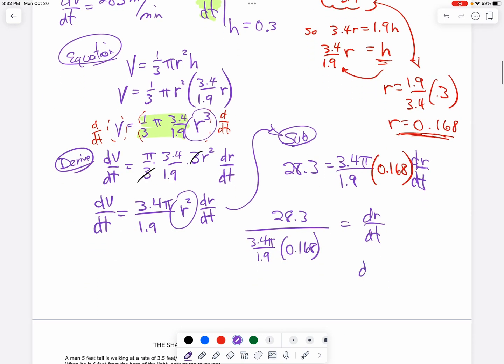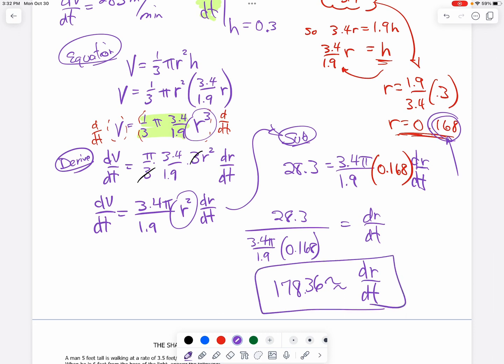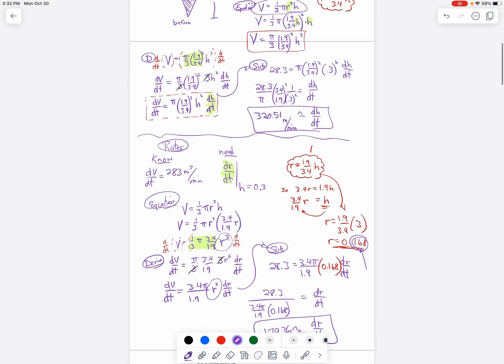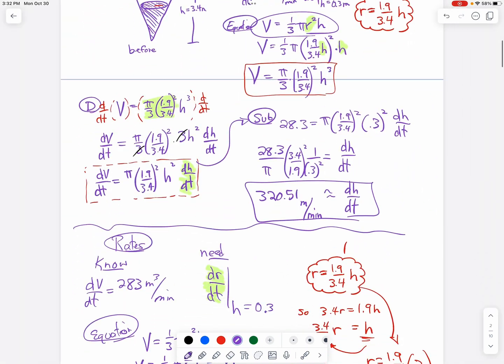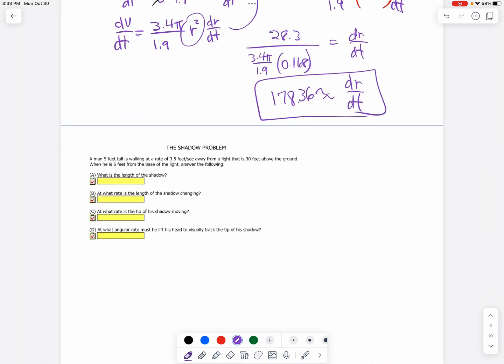That should be around, I think I have 178.36 or 179, I think, maybe. I tried not to round at all except maybe here. I didn't store my value. It is something close. That is the rate of the radius of the water. 178.36 is dr dt. All right, good news. The surface area one, at what rate the surface area of the exposed water is changing, that's pretty close.